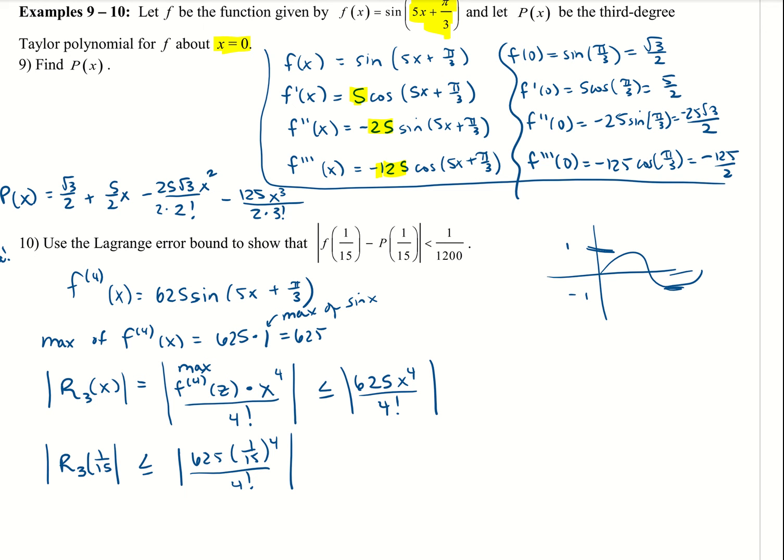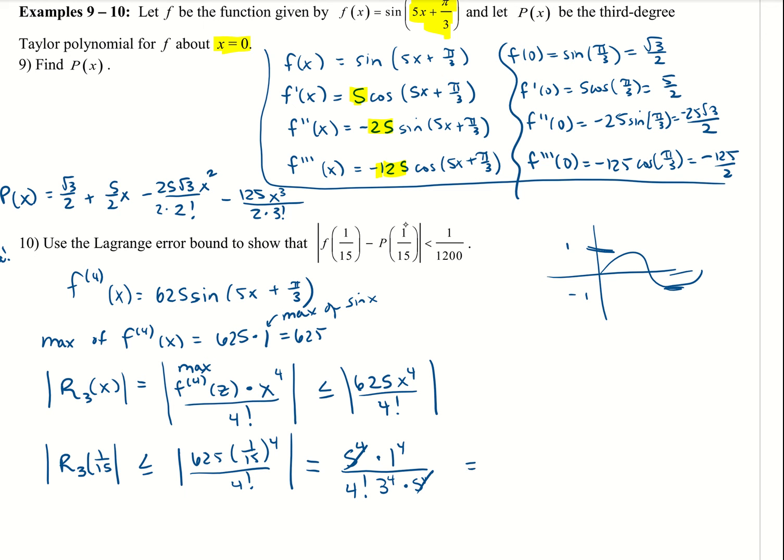Well, 625 is really 5 to the fourth. And this is really 1 to the fourth from my numerator. And I have this 4 factorial. And then this 15 is also to the fourth, but that's in the denominator. But I could think of 15 to the fourth as 3 times 5 to the fourth, which could be thought of as 3 to the fourth times 5 to the fourth. And then this cancels out. And then that cancels out.